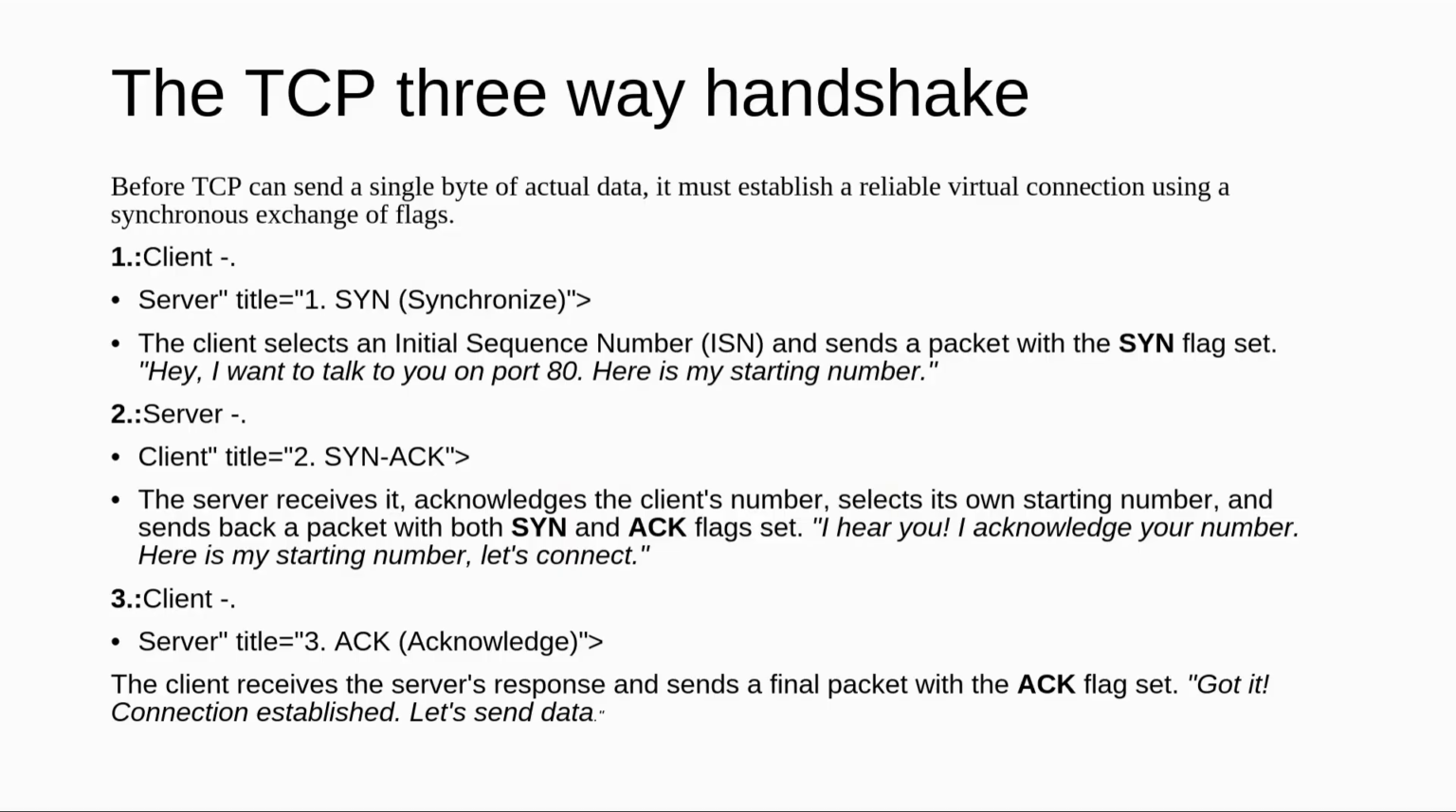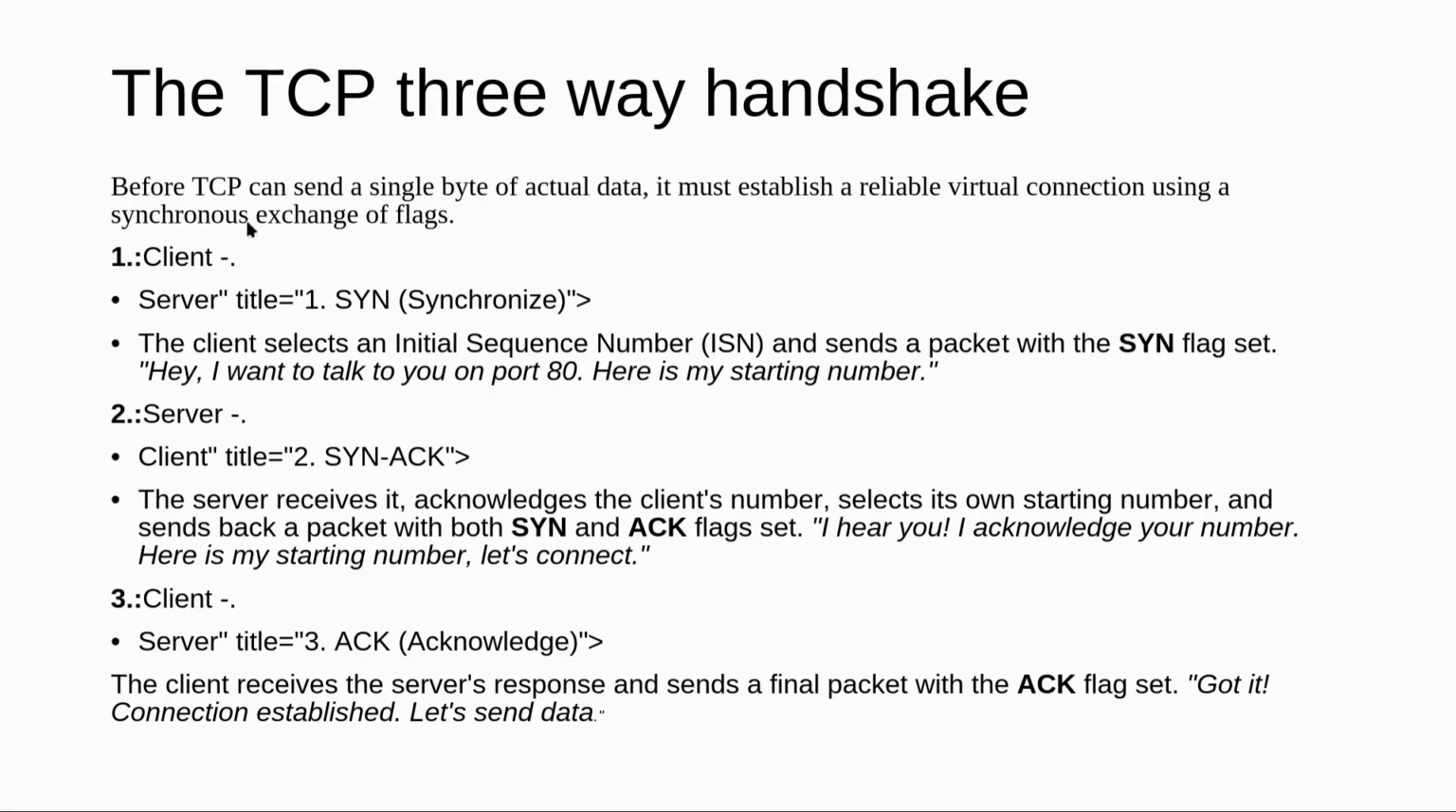So let's look at the three-way handshake. This is the reason TCP is connection oriented, right? Before TCP can send a single byte of actual data, it must establish a reliable virtual connection using a synchronization exchange of flags. So basically we are going to use flags in order to maintain a handshake. It is done before you send data.